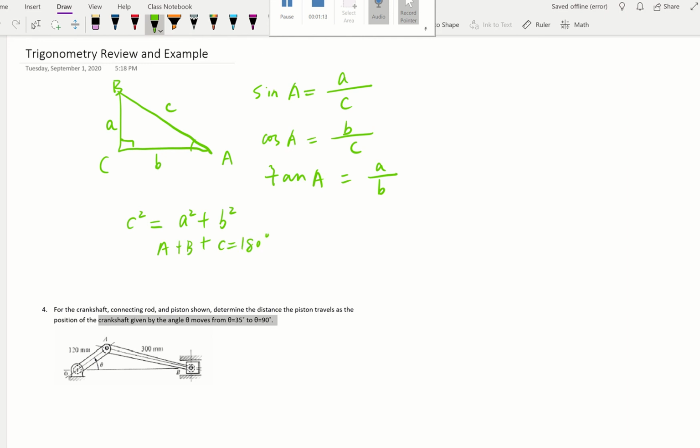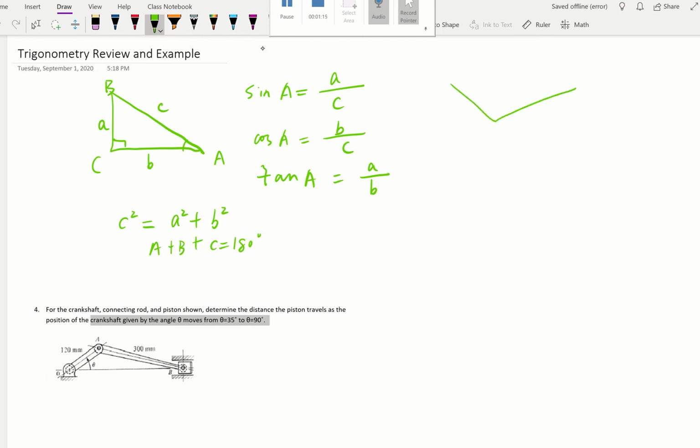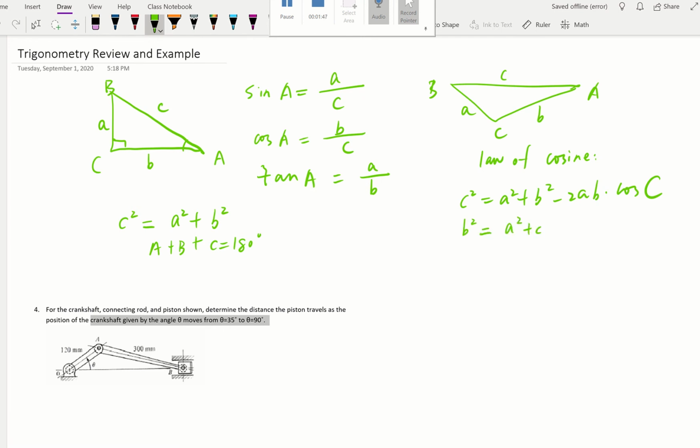Okay, now let's look at the general triangle. For example, I have something like that, which means there's no right angle there. I call this ABC, same thing for the side lengths. And then we're going to use the law of cosines that applies to every single triangle. That means c squared is equal to a squared plus b squared minus 2ab cosine C. Then this can be extrapolated to the other sides also: b squared equals a squared plus c squared minus 2ac cosine B, etc.